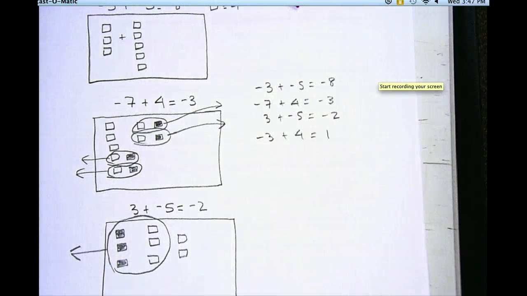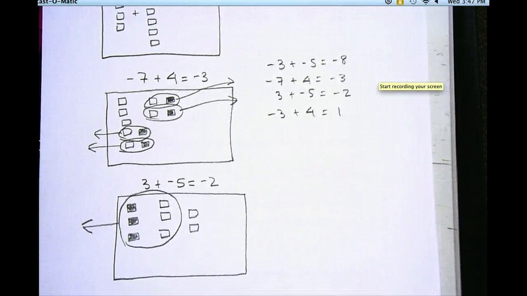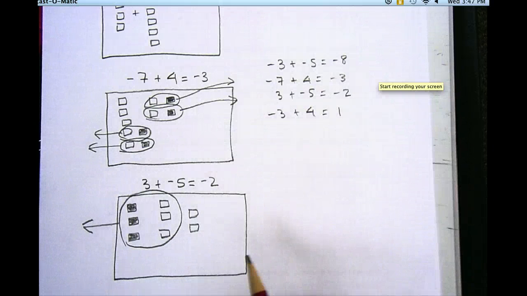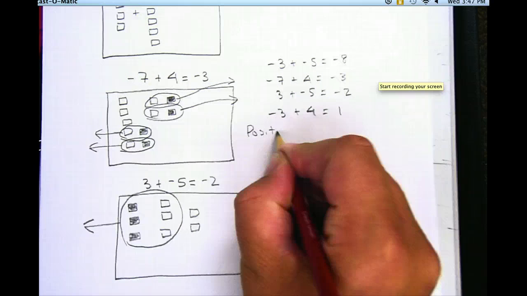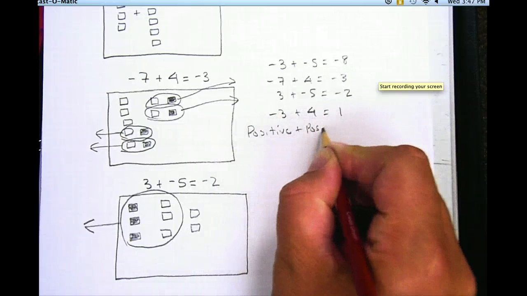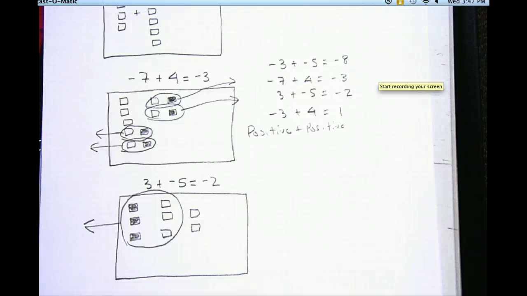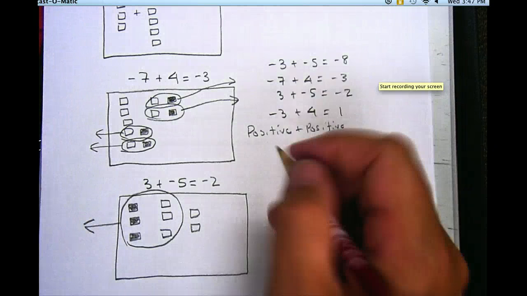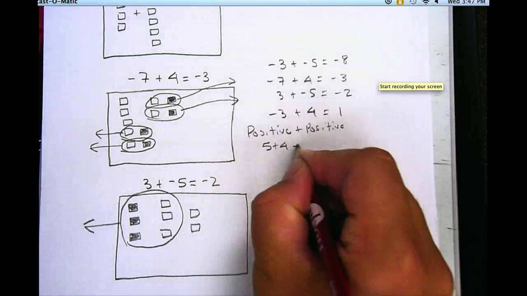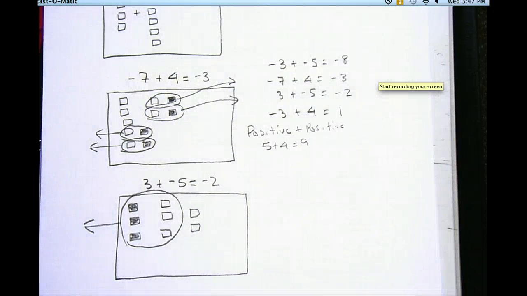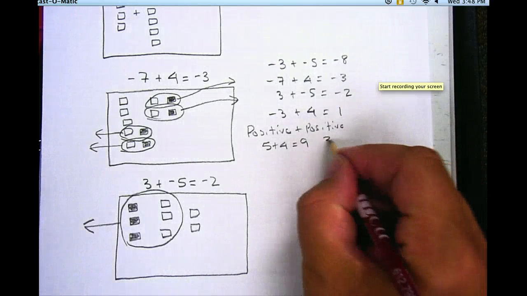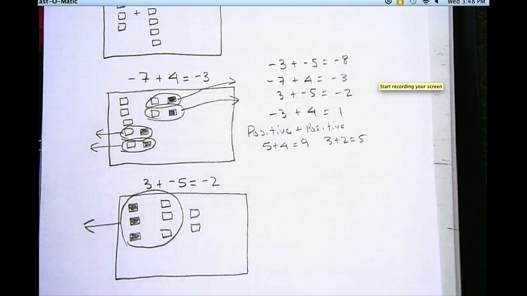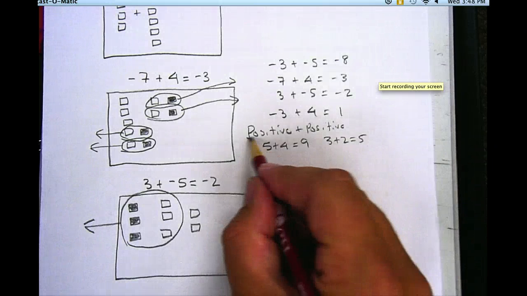From those problems, I'm going to make algebra rules. Okay? And there's going to be some addition rules. And from those 4 problems, I'm going to have 3 cases. The first case is when I add a positive plus a positive. We've been adding positives plus a positive for a long time. An example of that is going to be 5 plus 4 is equal to 9. And you've been doing that probably since kindergarten, maybe even before. Another example is 3 plus 2 is equal to 5. Those are examples of a positive plus a positive.